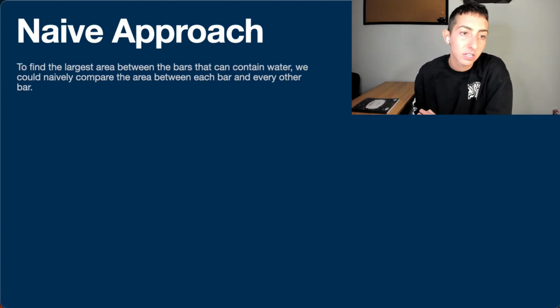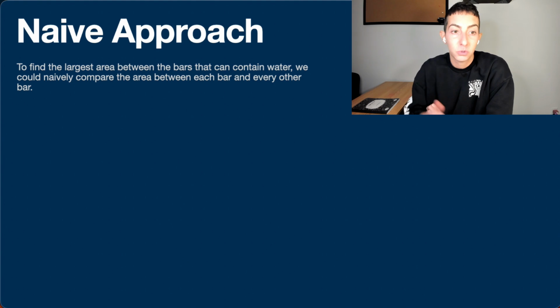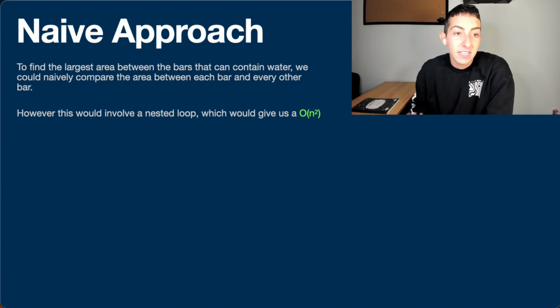So the naive approach, to find the largest area between the bars that can contain water, we could naively compare the area between each bar and every other bar. Now, this should, ding, ding, ding, that's going to be a nested for loop. So this would involve a nested loop, but that would give us O of n squared, which we know we want to avoid at all costs. But let's watch that happen.